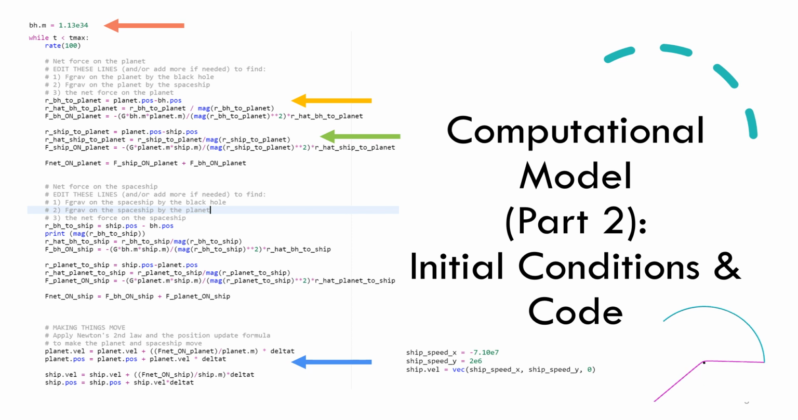For our results, you can see that we got 7.1 times 10 to the 7th meters per second in the x component and 2 times 10 to the 6th meters per second in the y component. Some errors that may be present in this lab are not properly calculating the mass of the black hole, which would impact the entirety of Part 2, or not finding the closest initial velocity by which the spaceship would fly closest to the black hole.